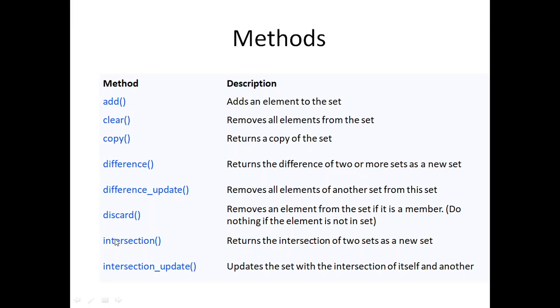Then we have discard, and we have seen intersection. Similarly, intersection update is there. If we are giving A intersection update to B, then A intersection B will be found out and that result will be updated in the A set itself.